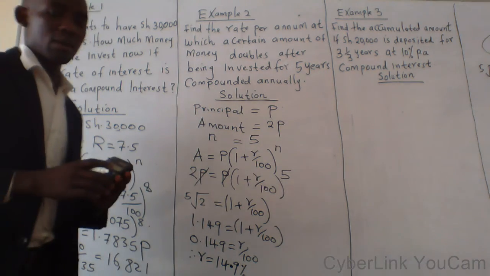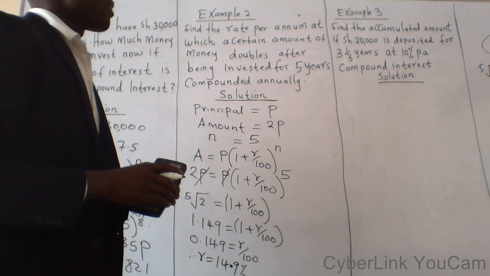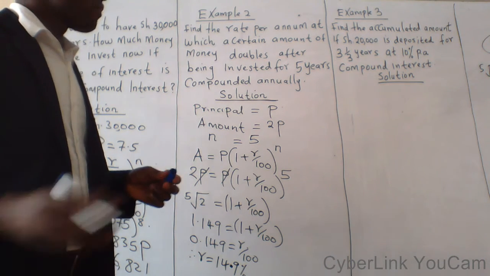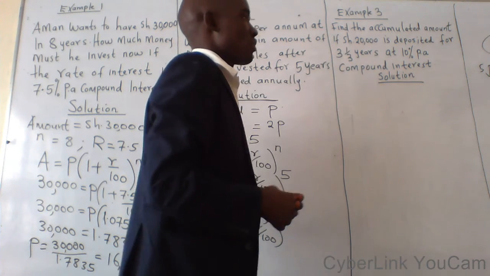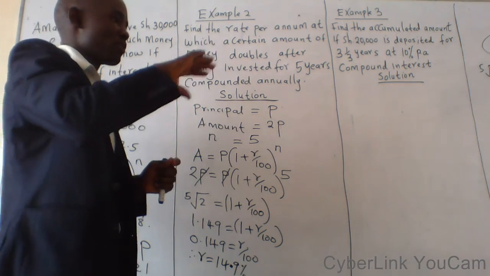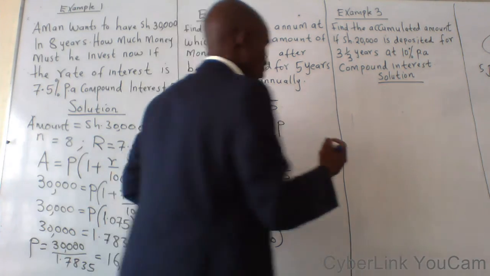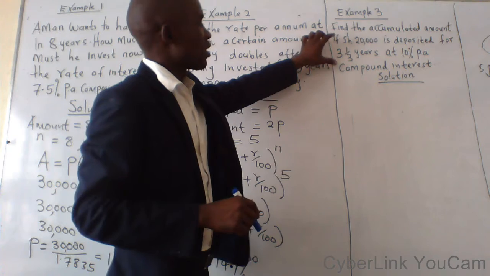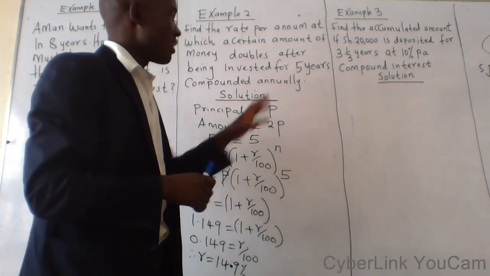We will move to the next example, which is: find the accumulated amount if 20,000 is deposited for 3 1/3 years at 10% per annum. Whenever you are given a year which has part of it a whole number and part of it a fraction, you will just deal with the whole number using the formula first. The remaining fraction, you deal with it using the simple interest formula. So we are going to apply two formulas here. We shall use the compound interest formula for the whole number, and then we shall use the simple interest formula for the fraction part of it.